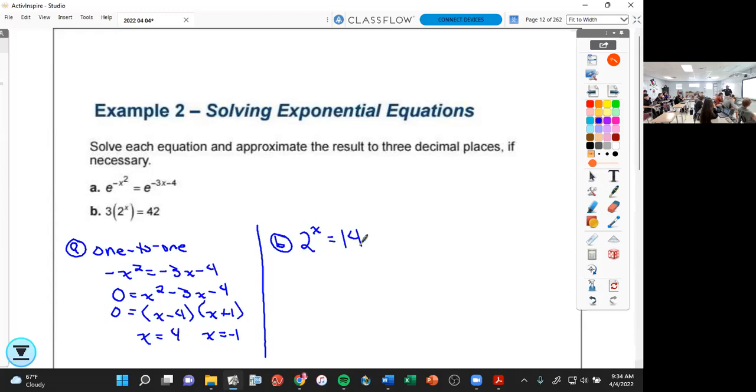What is the inverse of exponential? Log. Okay. To get that exponent down, I must take the log of both sides. What's my base that I'm working with in problem B? 2. This is my base. This is my power, right? So base 2, I'm going to take the log base 2 of both sides.